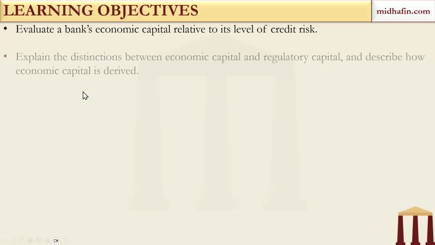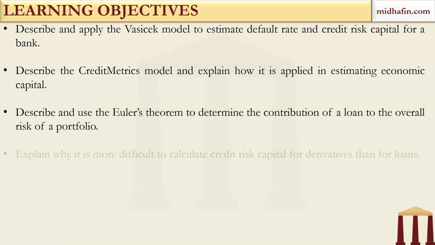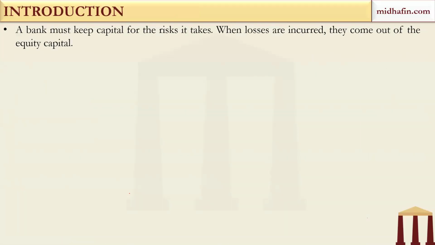Now let's start. So these are the learning objectives. We just skip this part. So a bank must keep the capital for the risk that it is taking. And when losses are incurred, they come out of the equity capital, right? It's quite obvious. If losses are incurred, they have to come out of the equity capital.